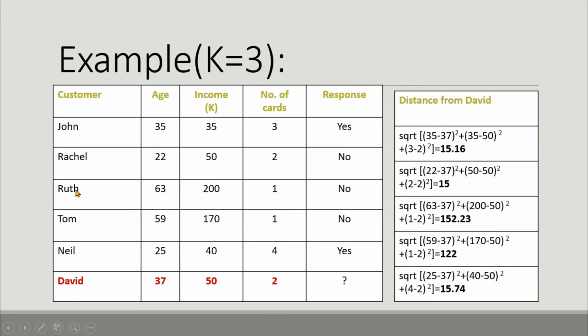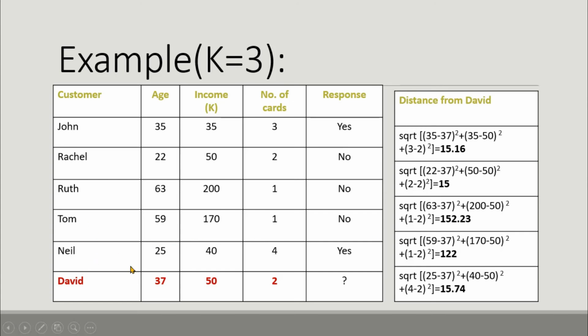Again, from David to Ruth, the age of Ruth is 63 and the age of David is 37. So square root of (63 minus 37) whole square, plus the income of Ruth is 200 and the income of David is 50, so (200 minus 50) whole square. For number of cars, it will be (1 minus 2) whole square. Again, if we calculate it, the result will be 152.23.